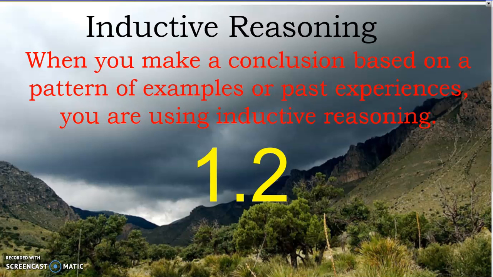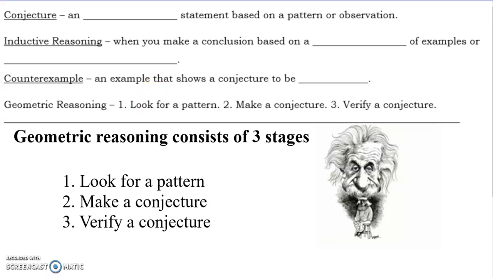Welcome to section 1.2, which we are going to be talking about inductive reasoning. Inductive reasoning is when you make a conclusion based on a pattern of examples or past experiences. So, what is a conjecture? A conjecture is an unproven statement based on a pattern or observation. It's basically an educated guess, so it's kind of like a hypothesis.